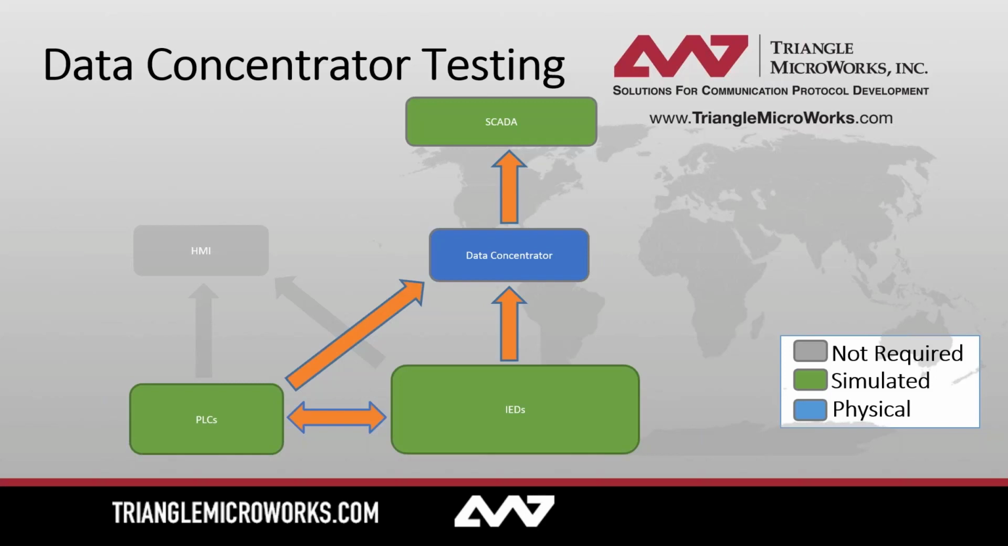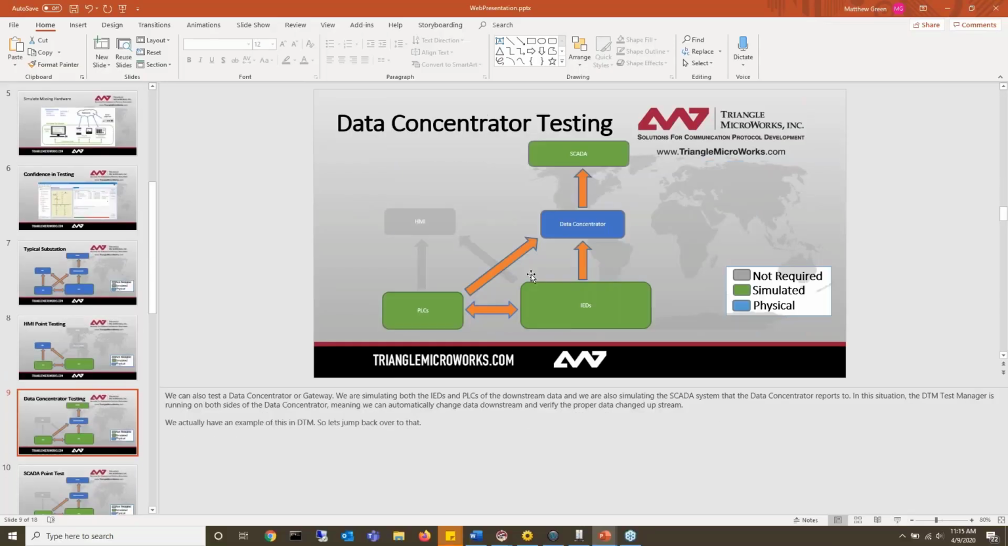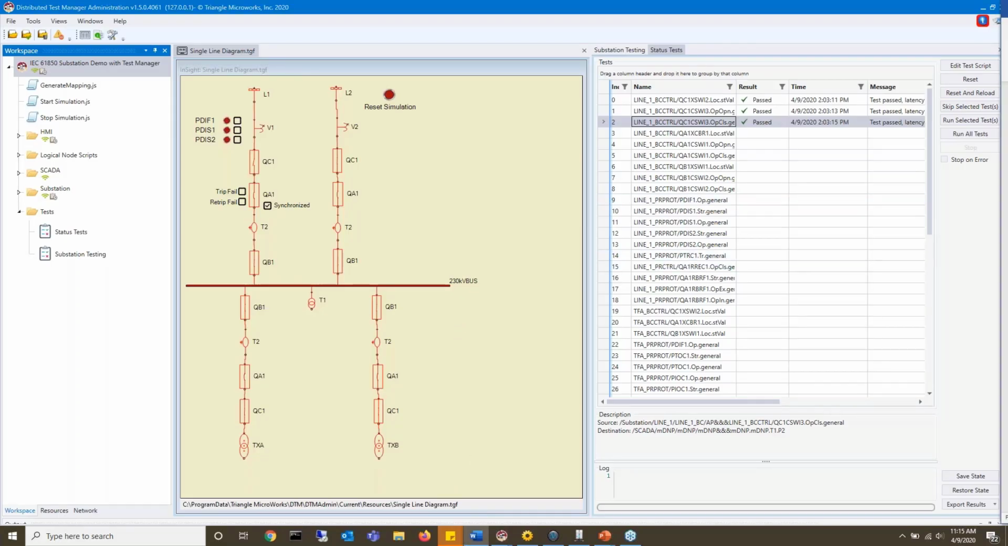So we actually have an example of this in DTM. So let's jump back over there and take a look at that. So let's take a little bit closer look at this workspace section I was talking about before. In this workspace that I've created, we are simulating the substation, or IEDs in the network, the HMI and data concentrator, and then the SCADA. These are all folders, and the devices simulated are inside.